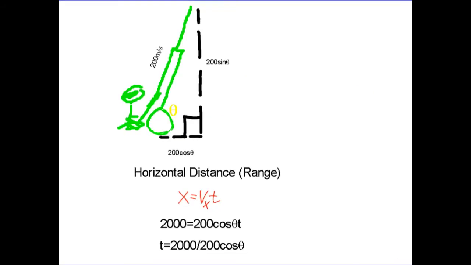To figure out the angle at which the guns need to be raised, the lieutenant begins to calculate. First, he figures out the horizontal velocity by using the Pythagorean theorem. Since the hypotenuse is 200 meters per second, the base leg must equal 200 times cosine theta. Then, he uses the horizontal distance equation. He plugs in 2,000 for the range and 200 times cosine theta for the initial horizontal velocity. He now knows that the time equals 2,000 divided by 200 times cosine theta.